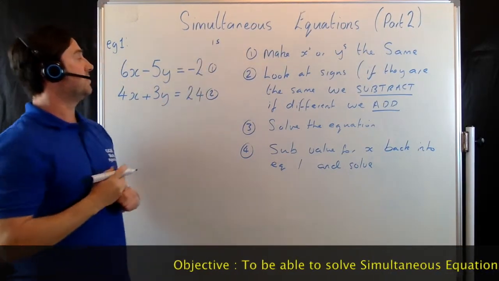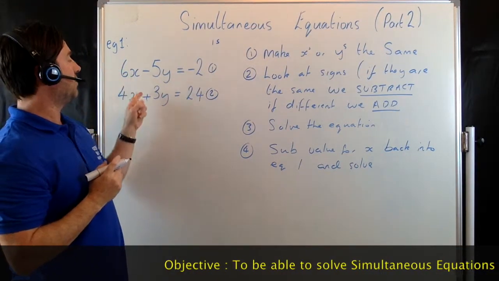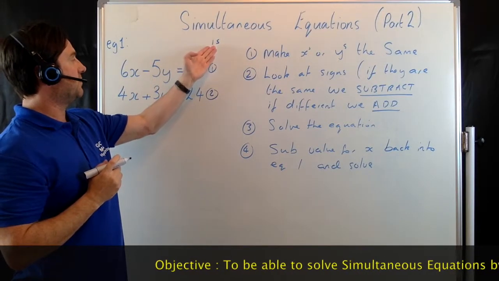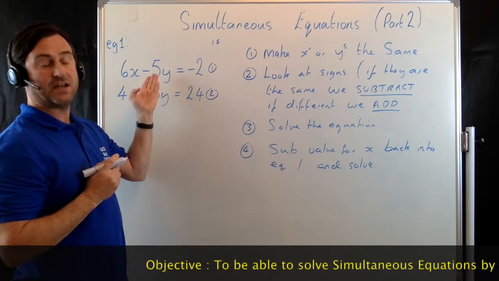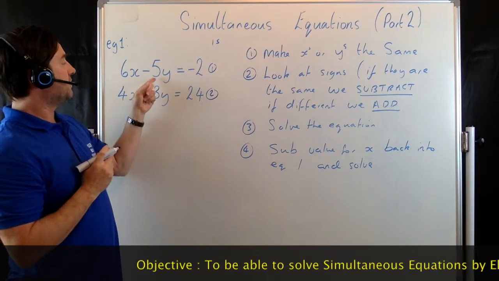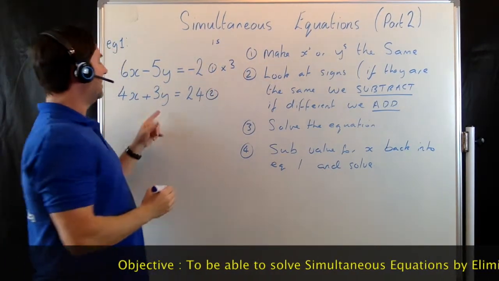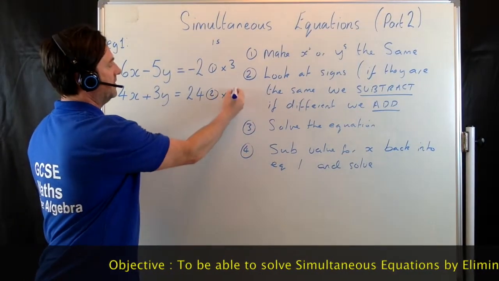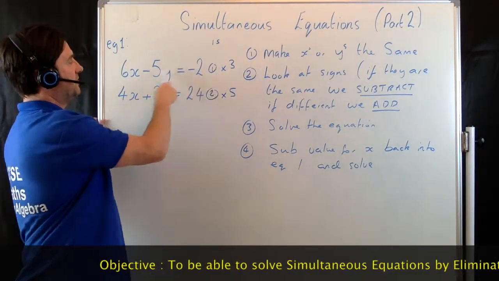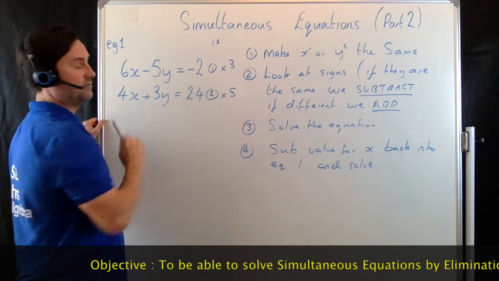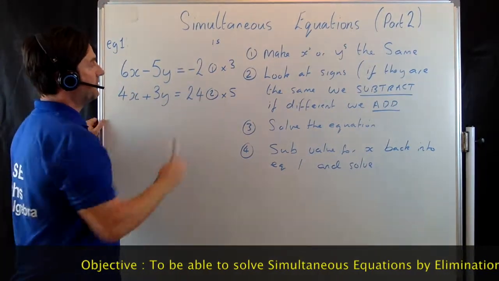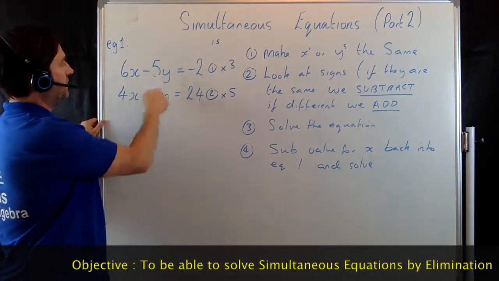So what I'm going to look to do is multiply each equation by a value that gives me the y's as 15. The first one I'm going to need to multiply by 3, and the second one I'm going to need to multiply by 5, because 3 times 5 gives 15, 5 times 3 gives 15. So I'm going to change both the equations. Start with the first one.